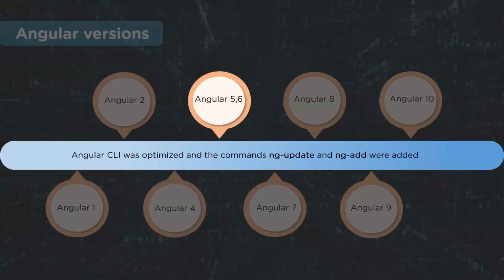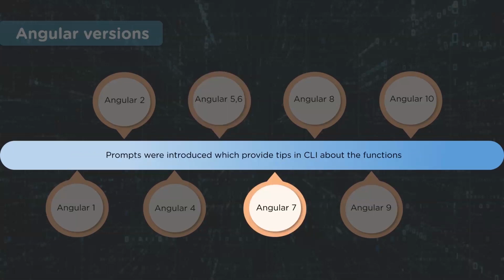Next up was Angular 5. Now Angular 5 concentrated on making Angular smaller and faster to use. HTTP client library, build optimizer and compiler improvements were made. With Angular 6, the Angular CLI was released. New commands like ng update and ng add were introduced.